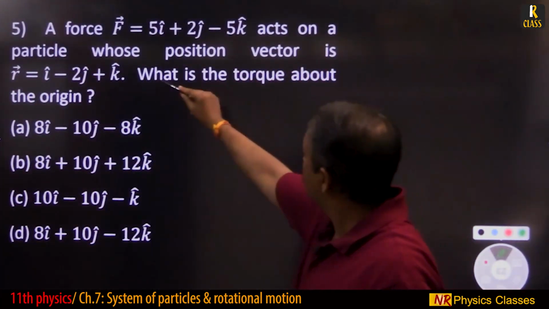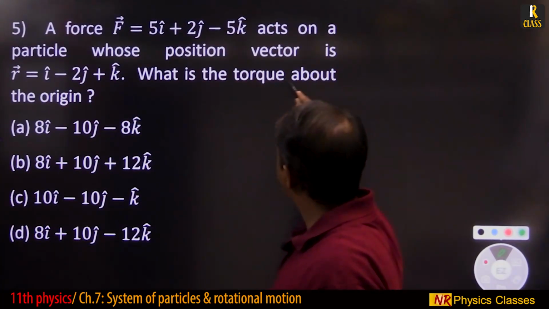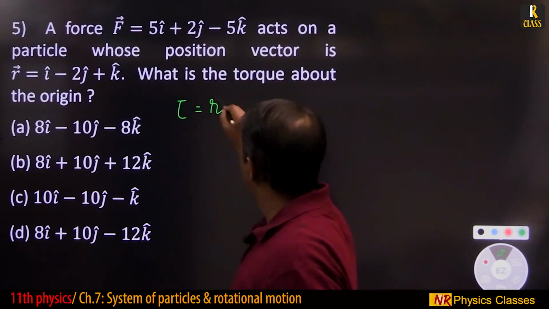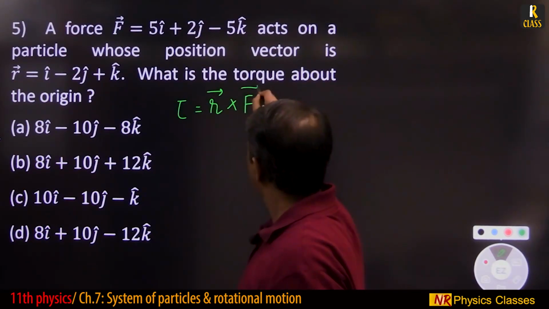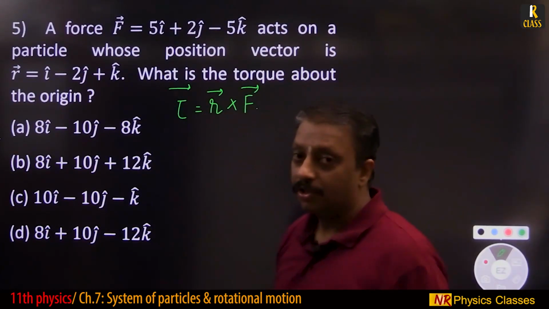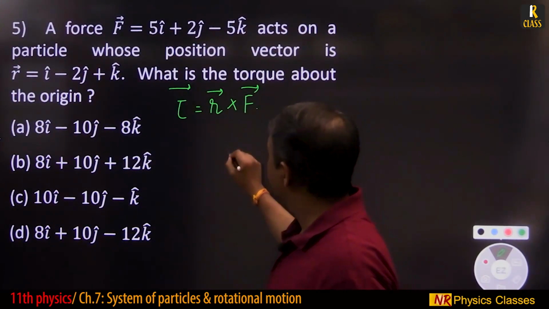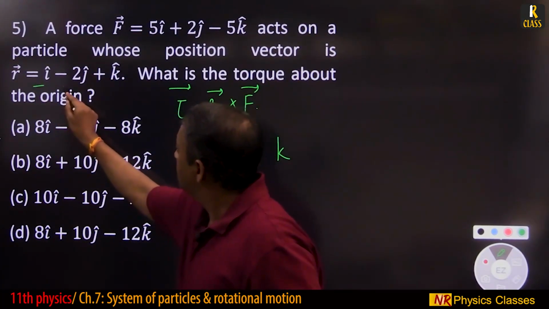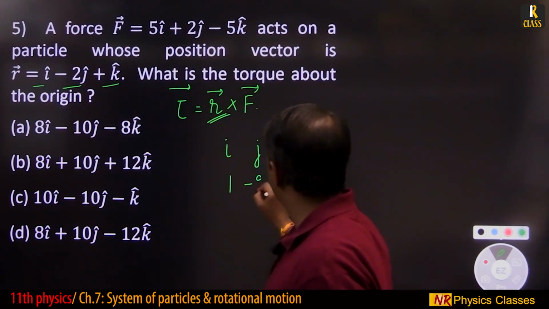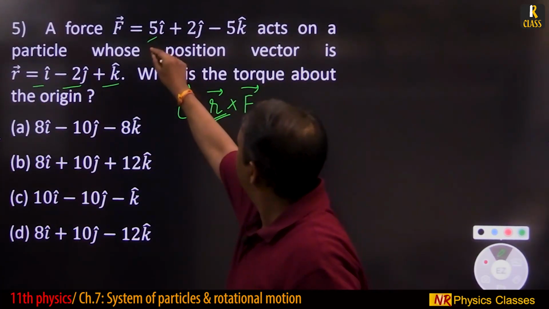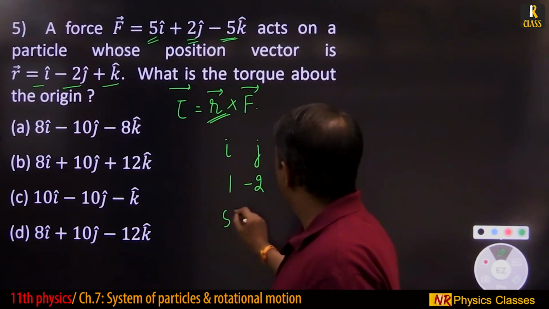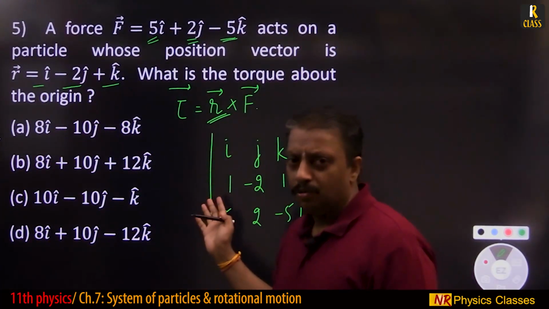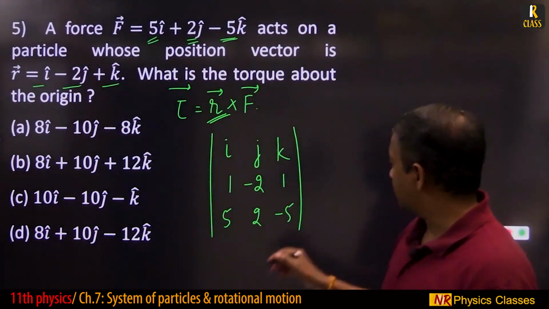A force acts on a particle whose position vector is given. What is the torque about the origin? Torque equal to R cross F. The cross product of R and F gives torque. Cross product means the determinant with I, J, K; R is 1, minus 2, 1; F is 5, 2, minus 5. You know how to solve it. Solve and get the answer.